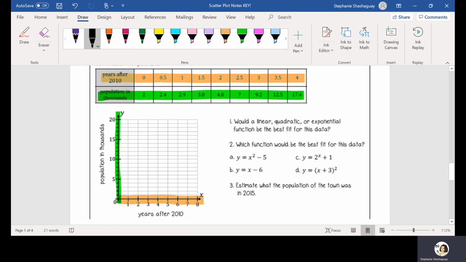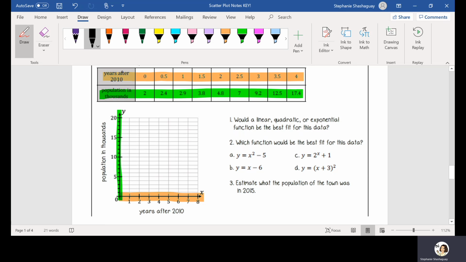And I'm going to go ahead and zoom in so I can get as accurate of points as possible. So at 0 years, my population was 2,000. So I'm going to put a point right there. At half the year through, I was at 2.4. So just a little bit higher. At 1 year, I was at 2.9. So almost to 3. Okay. At 1.5 years, I'm at 3.8. So not quite to 4. At 2 years, I was at 4.8.